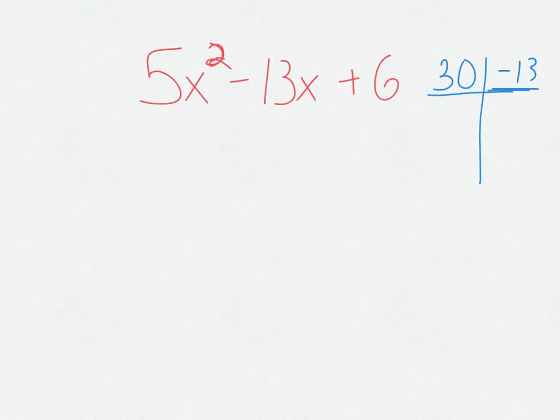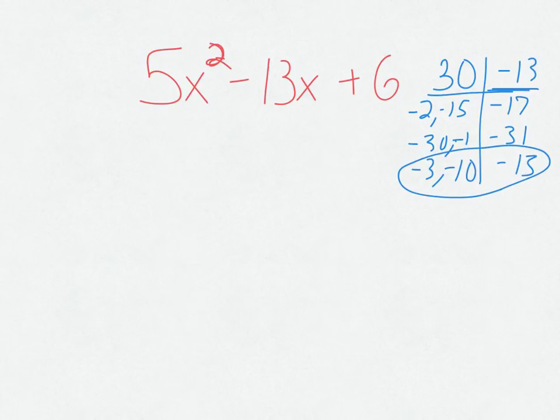So if you did positive 2 and negative 15, that's not going to work because we have a positive 30. We need two negative factors. Negative 2 and negative 15 gives us negative 17, so that's not it. If we do negative 30 and negative 1, that gives us negative 31, that's not it. If we do negative 3 and negative 10, that gives us negative 13, that is it. So now we're going to split the middle term into negative 3x minus 10x. This is the only one that works. If you did 15 and 2, again, that does not make positive 30 in multiplication.